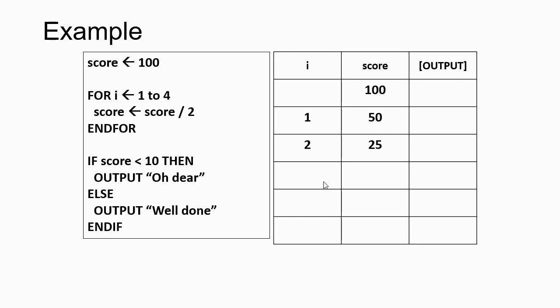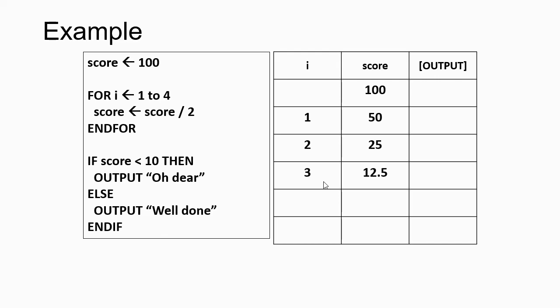I is going from 1 to 4. It was 2, so now it's going to be 3. And then we enter the for loop again. Score equals score divided by 2. Score is currently 25, so we divide that by 2. That's going to give us 12.5. And then that gets assigned to the score variable, so that goes there.